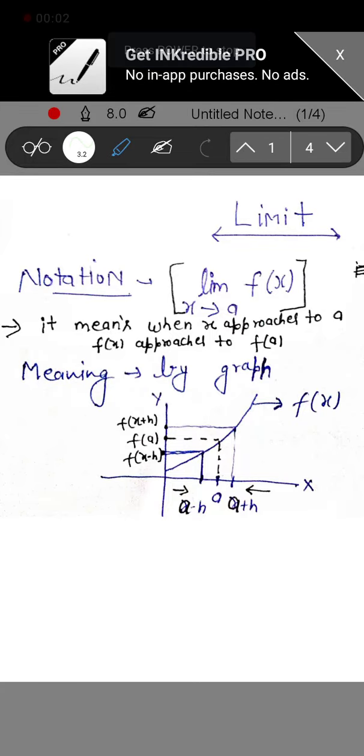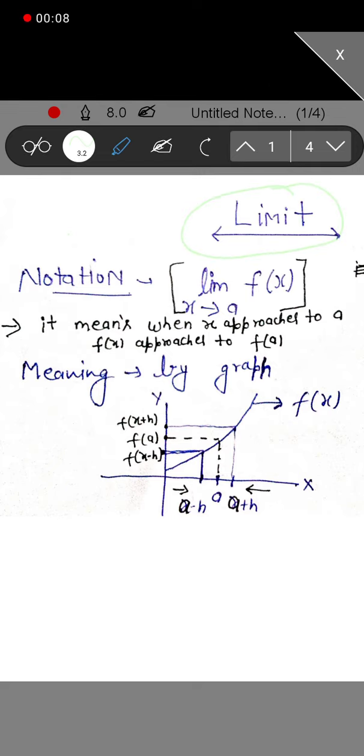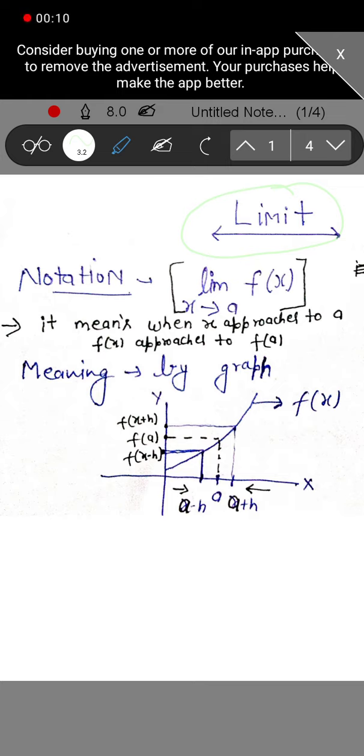Hi dear students, today we are going to study the topic of limit, okay? How we find the limit, how we calculate the limit, and what is the meaning of limit by the graphical method also. So here is the notation of limit.